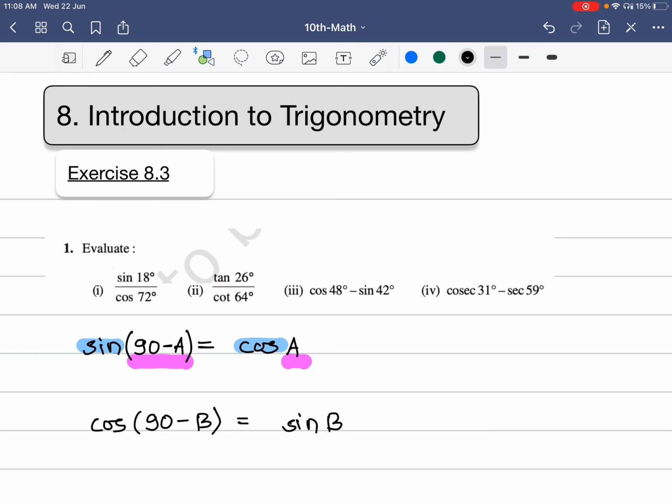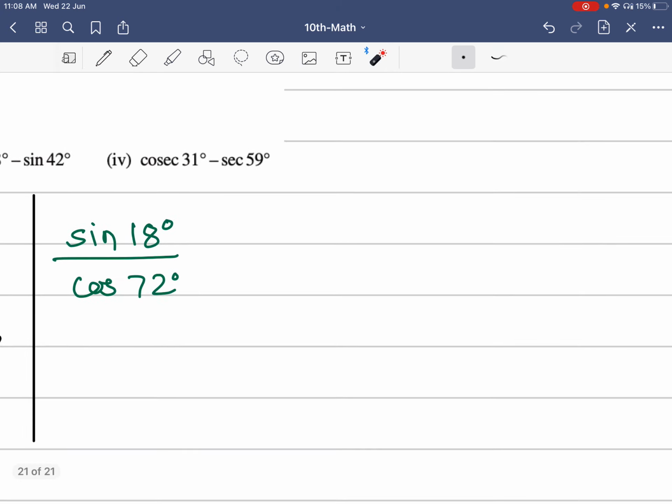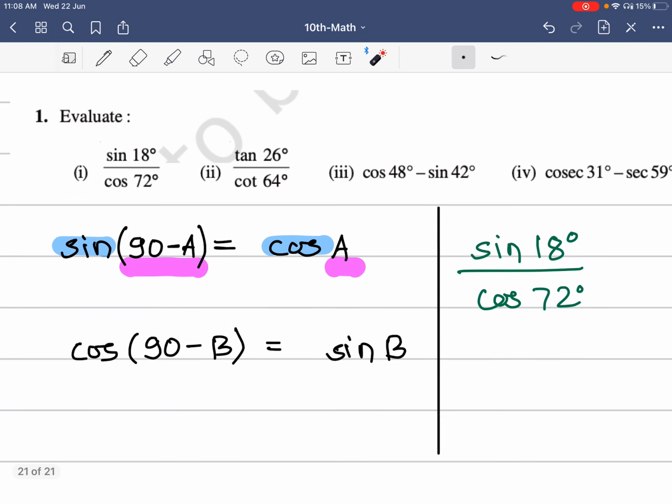So I'm going to rewrite the expression. Let me draw a line here and rewrite it. The expression is sine of 18 degree the whole upon cos of 72 degree. Now, if you observe these numbers a bit, 18 degree and 72 degree, you can see their summation, 18 plus 72, is equal to 90. Their summation is equal to 90, which means we can use this property and try to do some conversions.